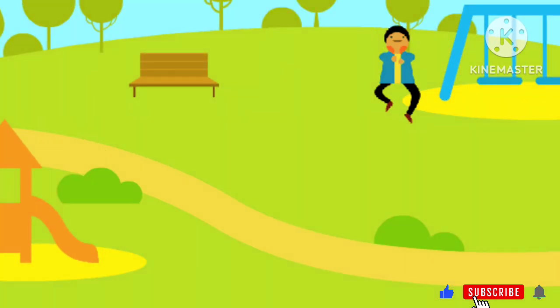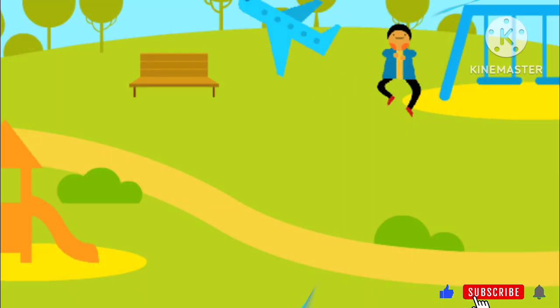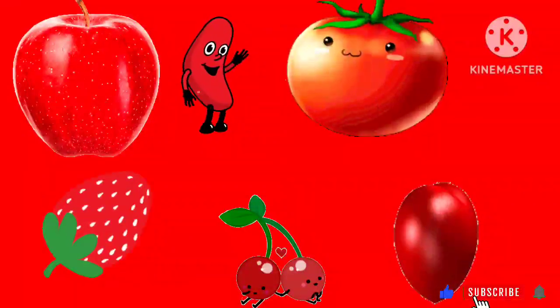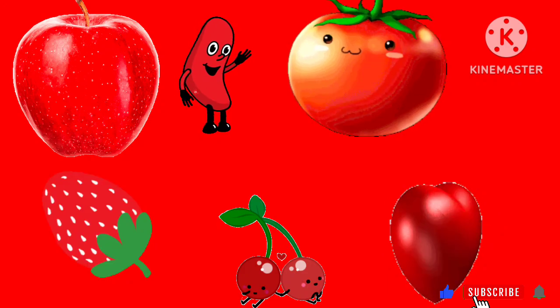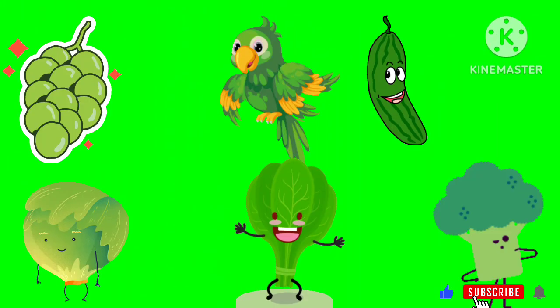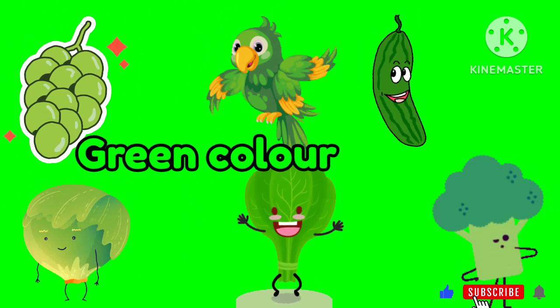Now we learn colors. First we learn red color. Apple, beans, tomatoes, strawberry, berries and heart. These are red in color.